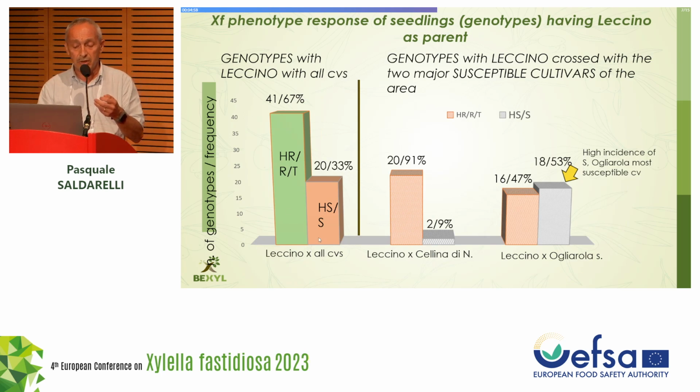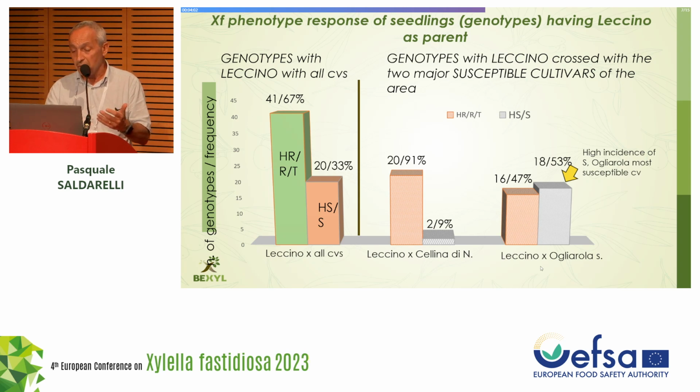Leccino, as I said before, when crossed with all the cultivars induced 70% of resistance. This is the contribution of Leccino to the phenotype observed. So when Leccino was crossed with all the cultivars, we observed a very high percentage of resistant or tolerant seedlings. But when Leccino was crossed with the two susceptible cultivars, Cellina di Nardò and Ogliarola salentina, you can see a decrease of the contribution of Leccino to the induction of resistance or tolerance.